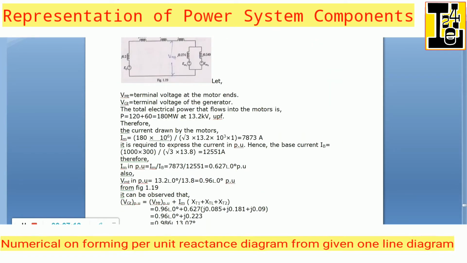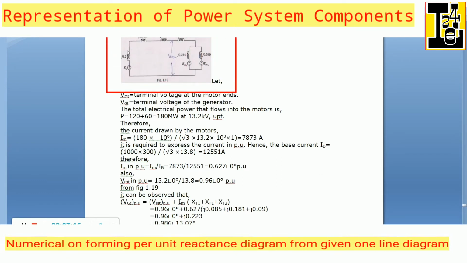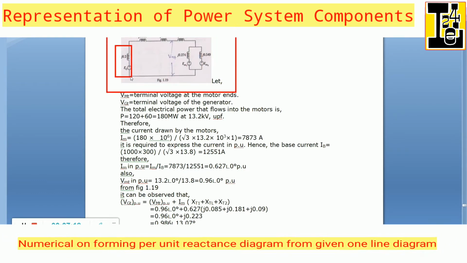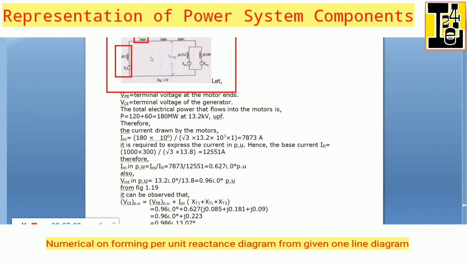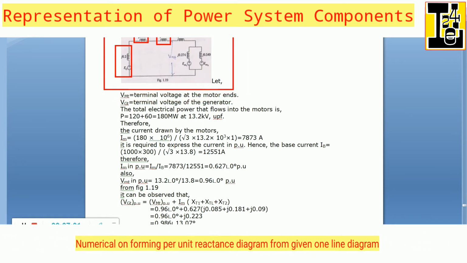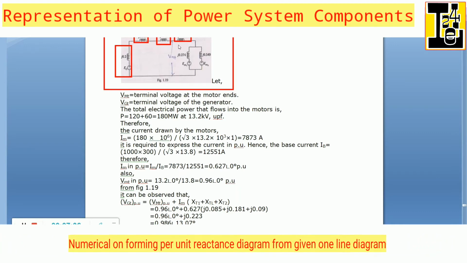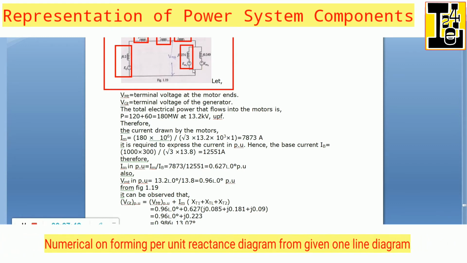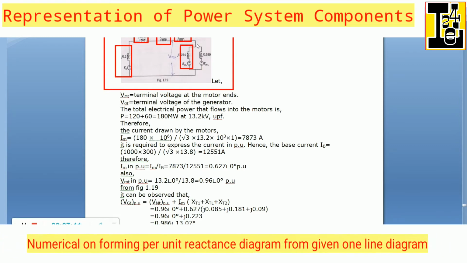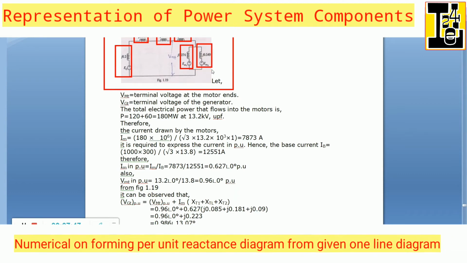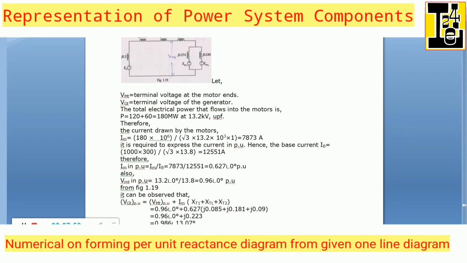Now we'll draw the reactance diagram first. Here the generator is replaced by a reactor in series with an EMF source. The transformer T1 is replaced by a simple reactor with respect to reference. The transmission line is replaced by a reactor with respect to reference. Transformer T2 is replaced by a reactance with respect to reference. And as there are two motors in parallel, the first motor is replaced by a reactor in series with an EMF source, in parallel with the second motor replaced by a reactor in series with an EMF source. So this entire diagram is the reactance diagram.